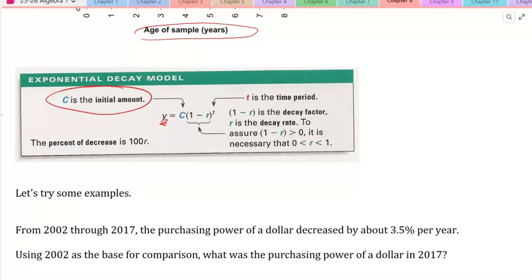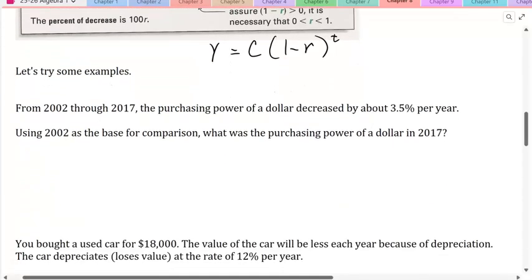R is the decay rate, and that's going to be a percentage, which would have to be converted into a decimal. And T is the exponent raised to the T power. T is the time period. Okay? So when we're all done, of course, it's y equals, the amount that we have is equal to the initial amount multiplied by 1 minus r, the rate, all raised to the t power. Okay, well, let's try an example.